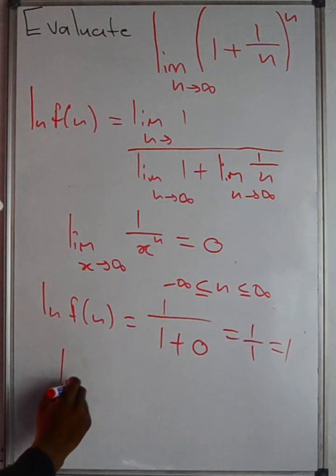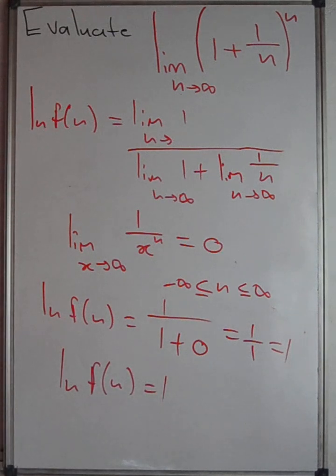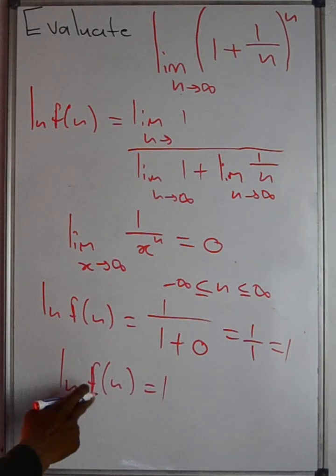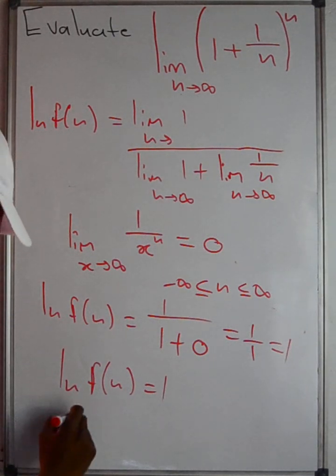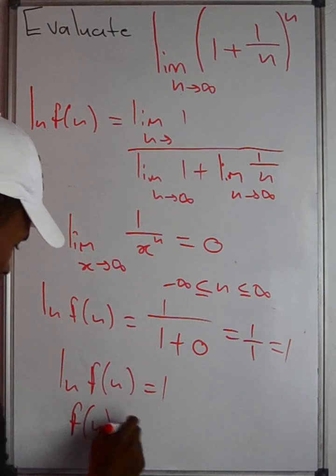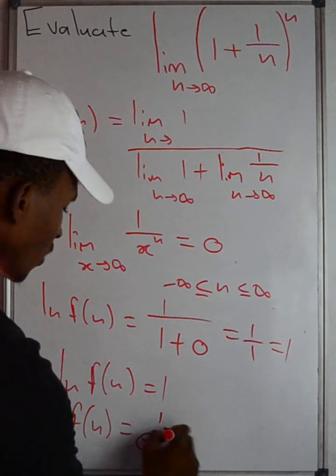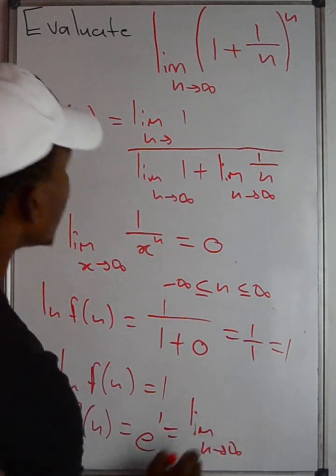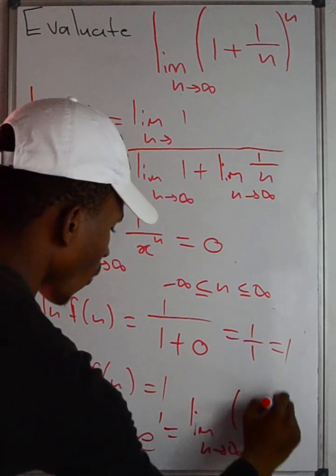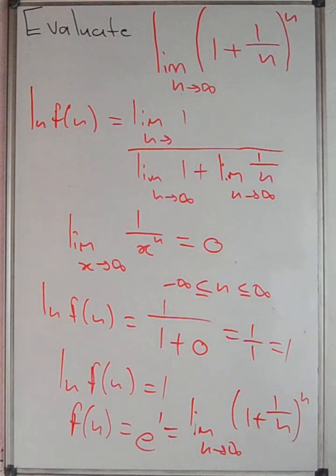But we are not solving for ln of f of n. We are actually solving for f of n, not the ln of f of n. So f of n will be equal to Euler's constant e raised to the power 1. And this is equal to the limit of n approaching infinity of (1 plus 1 over n) raised to the power n. So this brings us to the end of our session.